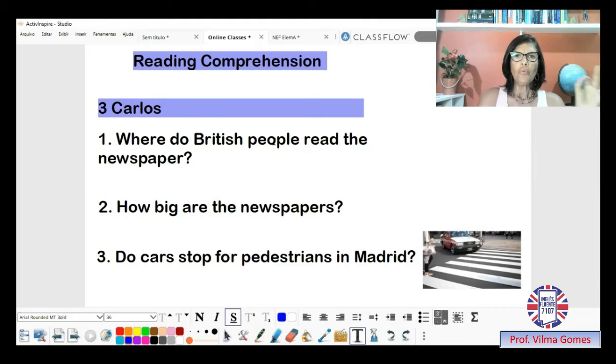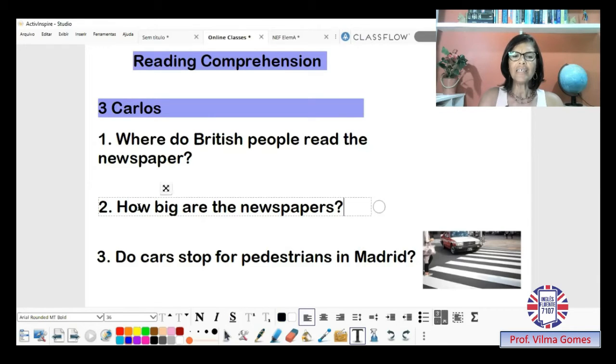Where do British people read the newspaper? Onde os britânicos leem o jornal? Do you remember the question? Yeah? Do you remember the answer? What do they read? We're going to check. Yeah? How big are the newspapers?